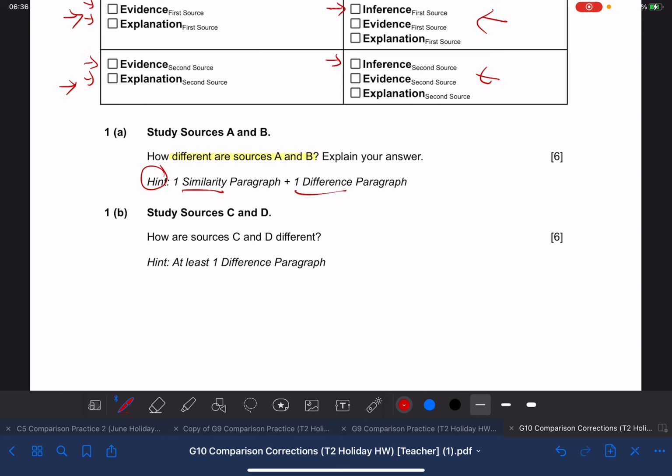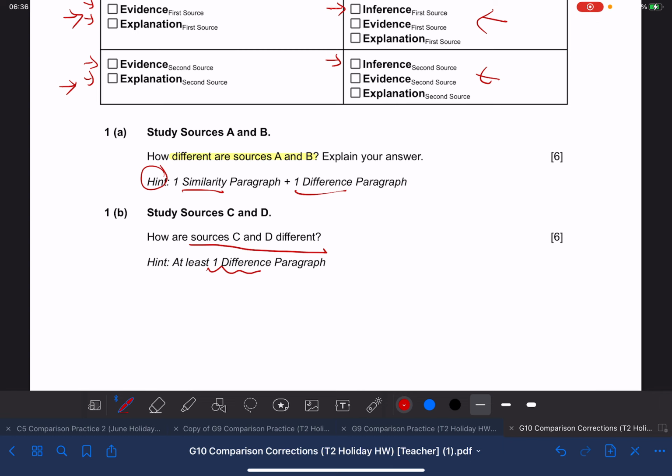Now, what about a question like 1B? How are sources C and D different? Okay, here I'm already giving the hint. I want you just to focus on their difference. It would be good to provide at least one difference paragraph. If you can find two differences between the sources, that'll be great. I won't be going through the sources because I already more or less went through them in Term 2.